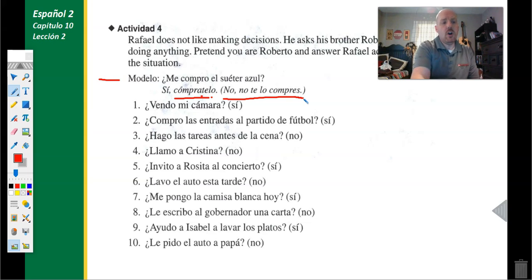All right, I want you to go ahead and pause the video here, and I want you to do, as usual, the odds for me. 1, 3, 5, 7, and 9. And then we'll come back together in just a moment, and we'll check and see how you did on those. Go ahead and pause the video and get going on that.